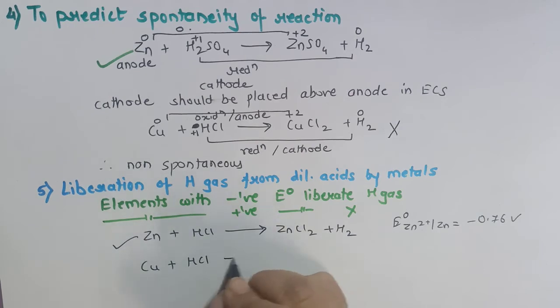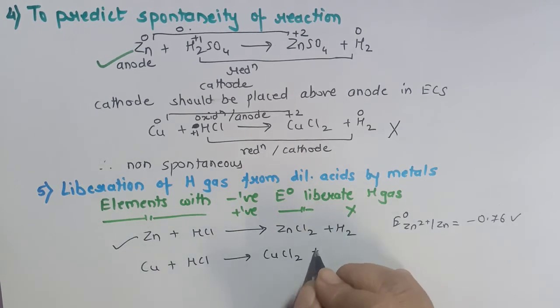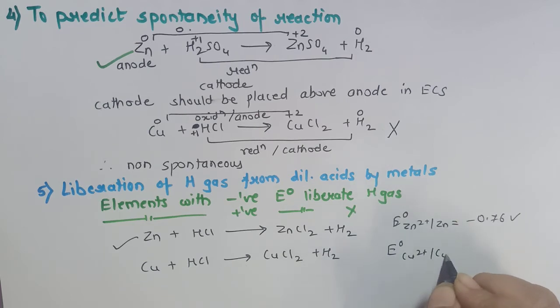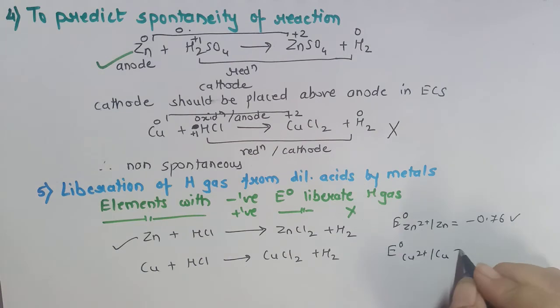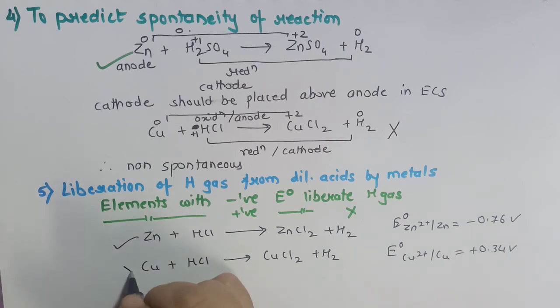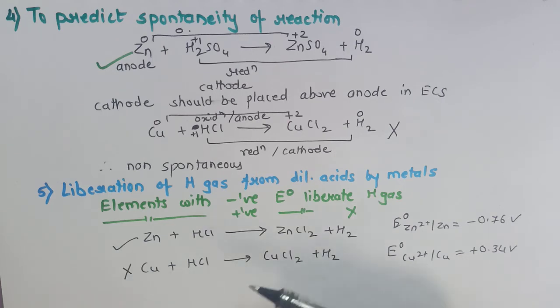I will consider this reaction again. Copper plus HCl giving CuCl2 plus hydrogen. We know the SRP value of copper. It is plus 0.34 volt. And since the E naught value is positive, this reaction is not possible. So if the question is asked in the exam whether this reaction is feasible or not, then you can give the answer with respect to both these points.